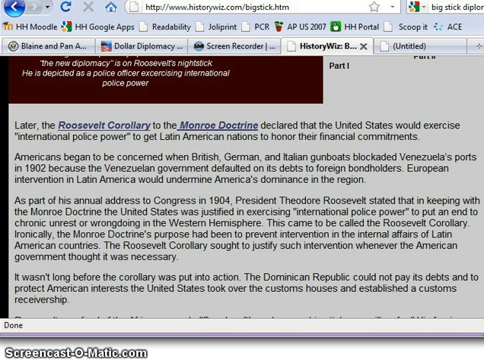Now I want to pull up this website quickly that is also going to reiterate what I just mentioned with the Roosevelt Corollary. I've already talked about the Dominican Republic, but also the Venezuelan government had defaulted on its debts to foreign bondholders. And so the United States felt like European countries such as the British, the Germans, and even the Italians were going to intervene in Latin America and undermine America's dominance in the region. And so this is where the United States is going to shift gears and in some ways become an international police power, at least in the Western Hemisphere.